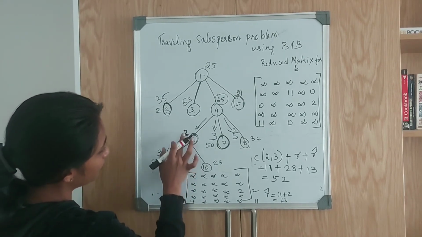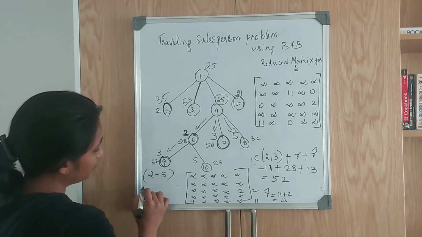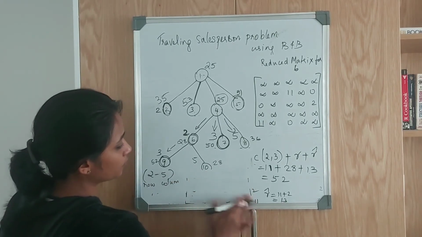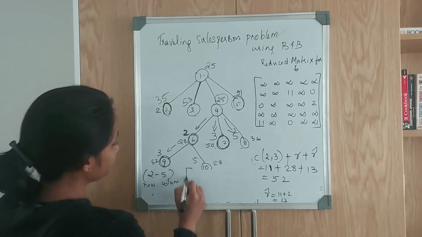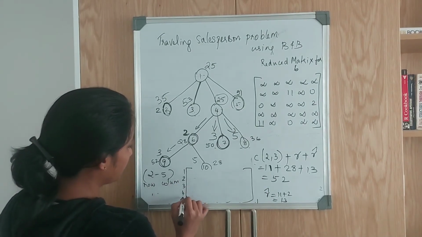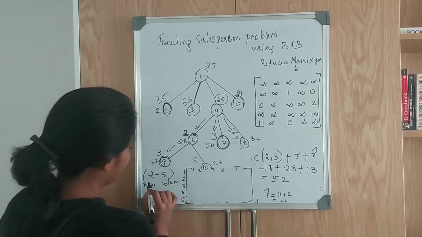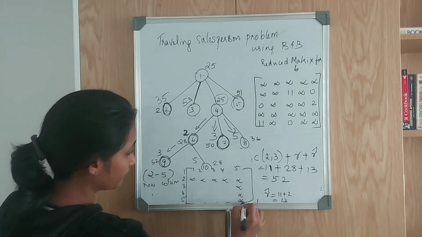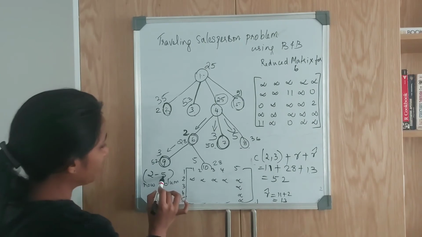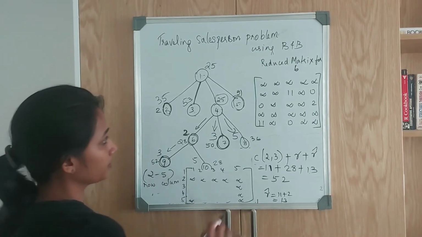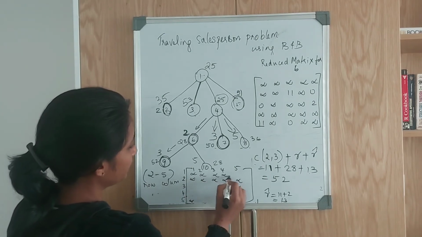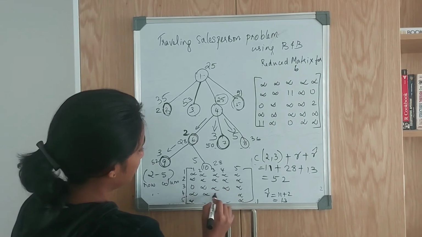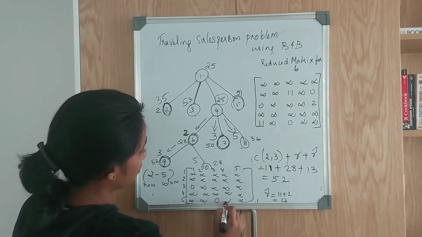Let us try 2 to 5. That means the second row is infinity and the fifth column is infinity. So let us refer to the matrix which is given there: first, second, third, fourth, fifth, 1, 2, 3, 4, 5. The second row is infinity and the fifth column is infinity. Next, 5, 1 is infinity. Just copy the rest: 0, infinity, infinity, infinity, infinity, infinity, infinity, infinity, infinity, 0, infinity.